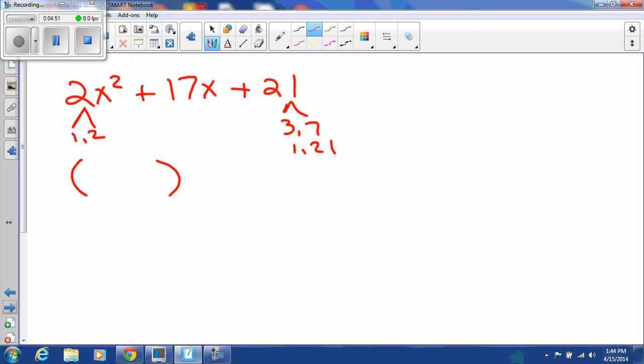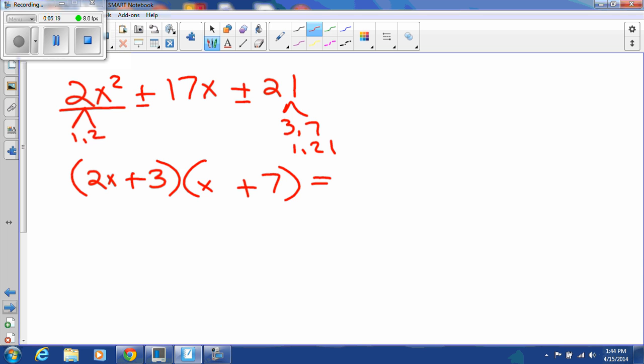I'm going to break this apart into its two binomials. Again, I know both will be added, addition, because all my terms are positive. My first term for each binomial, one has to be 2x and one has to be x. That gives me my leading term, 2x squared. For the last term, I think I'll use 3 and 7 rather than 1 and 21. So put a 3 here and a 7 here.